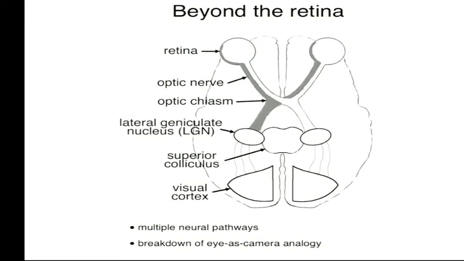First thing that happens is that half of the fibers cross over. So we have the right visual field here, the left visual field here, and these fibers converge on the lateral geniculate, which is a processing station, the first level of processing. We'll talk about what the LGN does in a minute.